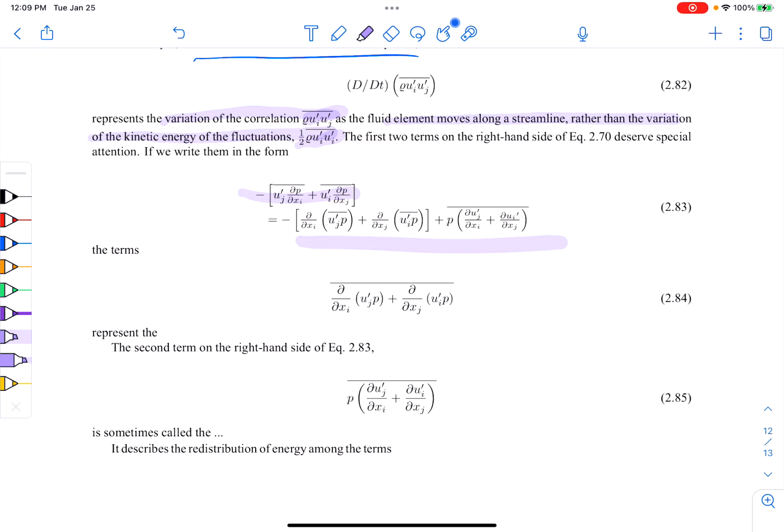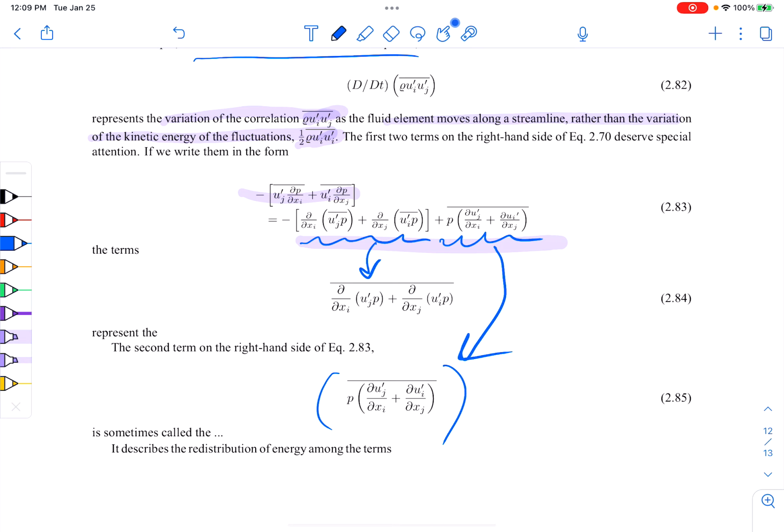So let's see here. Get my blue pen. This term here can be rewritten like this. And this term here can be rewritten like this. So this term here, when you see it in turbulence models for compressible flows or hypersonic turbulent flows, is called the general pressure diffusion term. Okay.